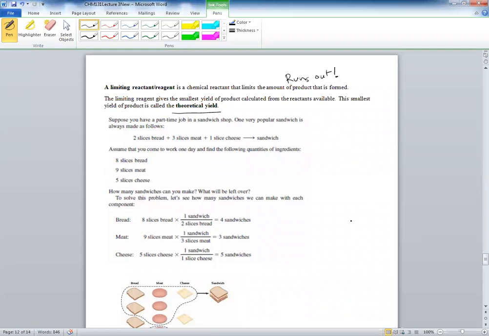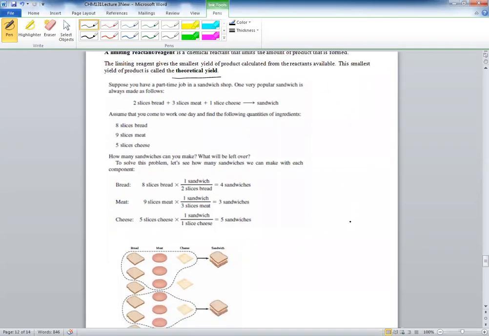Believe it or not, the same thing applies to chemical reactions. You always have leftovers, and you have none left for a substance. To solve this problem, let's look at how many sandwiches we can make. Very well. You can do it in your head, and if you do it in your head, you'll know based on the slices of bread and of course the slices of meat and the cheese.